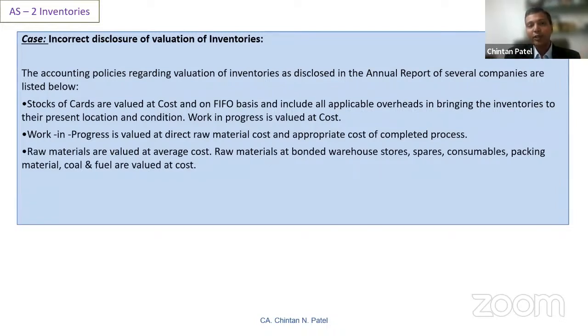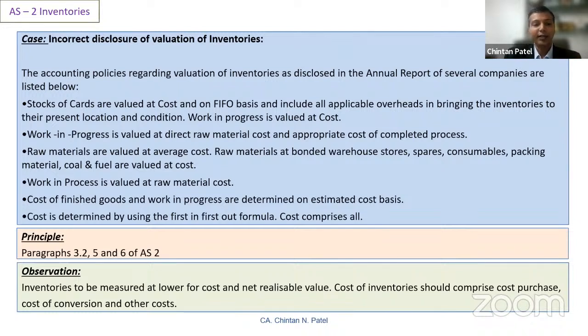See, when I'm just giving you the particular extract of annual report, I think you will be able to understand what is the quality of the reporting and what is incorrect. The incorrect is the valuation of inventory, and for that, paragraphs 3.2, 5 and 6 of AS2 provide that the inventory shall be measured at lower of cost and NRV. Now, that probably you may have inventory where you measured inventory at cost.